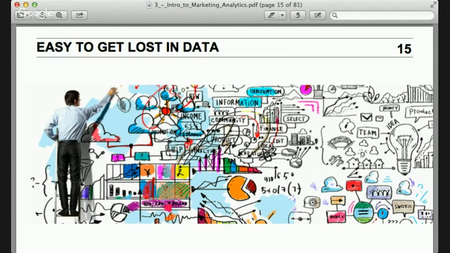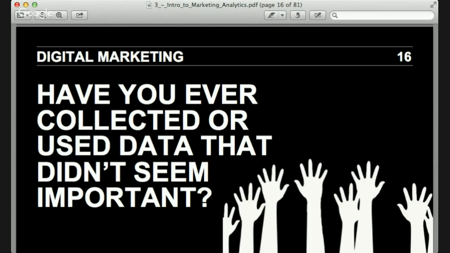By show of hands, raise your hand if you've ever collected or used data that does not seem important to you, or someone gave you a report and you looked at it and you said, why does this matter, or I don't understand how this is relevant. Raise your hand if anyone's ever received a report like that or used data like that before. A few people here and there. Yeah, I'll tell you a quick anecdote for me.